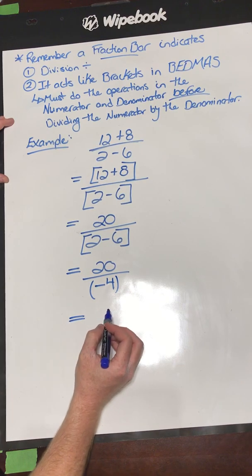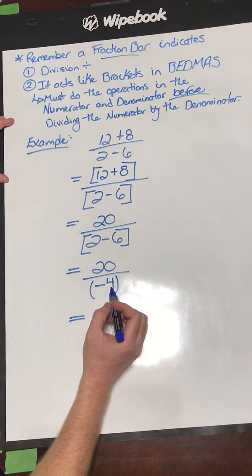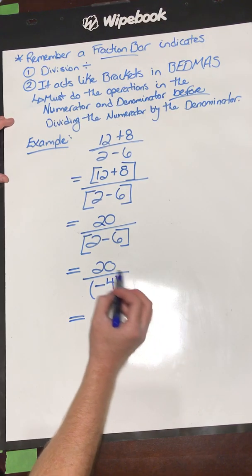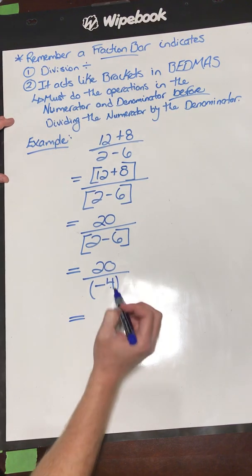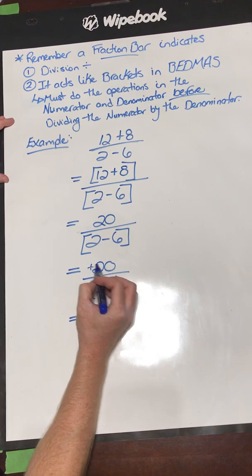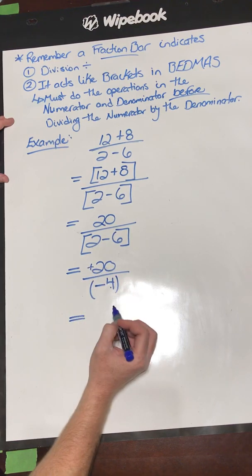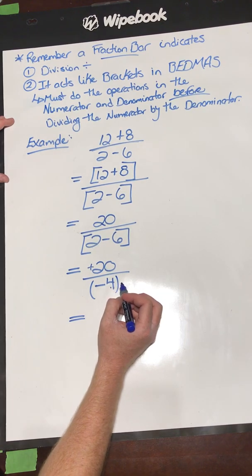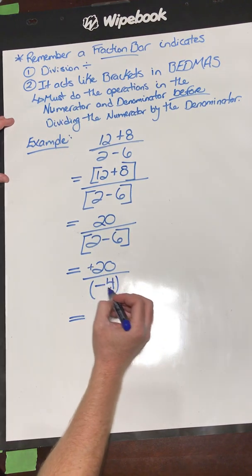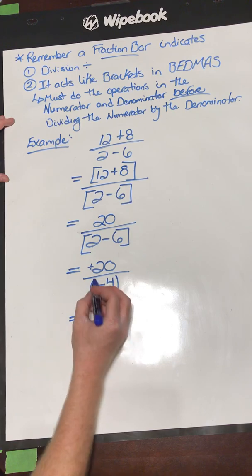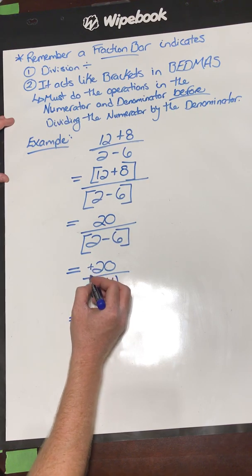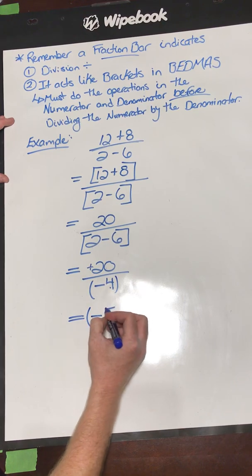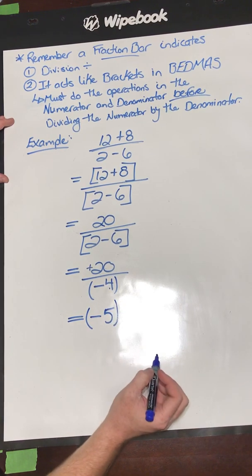So there are no more operations to do in the numerator or the denominator, so now I can divide the numerator by the denominator. So positive 20, and if you want to write the positive in, that's okay. If it's not there, it's assumed that it is positive. So positive 20 divided by negative 4: the signs are opposite, so that means it's going to be a negative, and negative 5 is the answer.